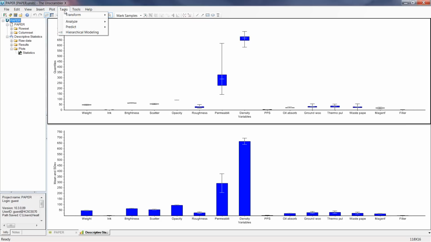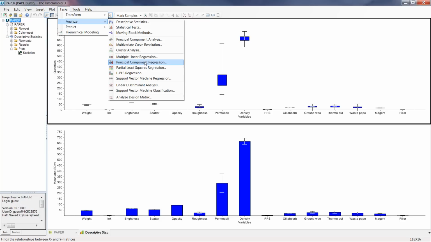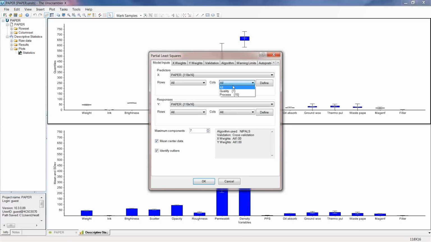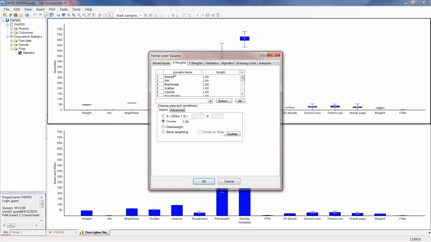So if we go back in here, we can go to tasks, analyze, partial least squares, and I'm going to use the process data to predict quality on my training set. Now here is where we make the weights. You need to select all of them, and we're going to do a very standard weighting, which is just 1 over the standard deviation. Make sure to click Update, and you will see here that the weights have changed.